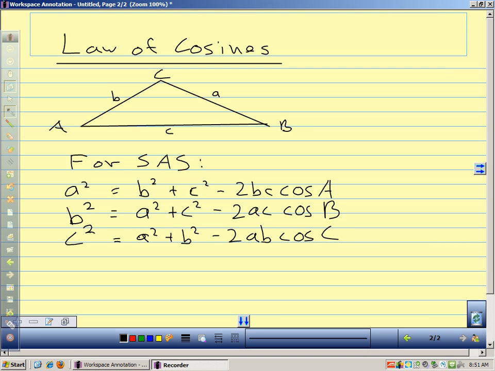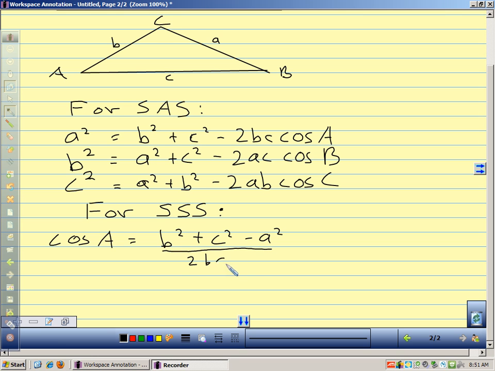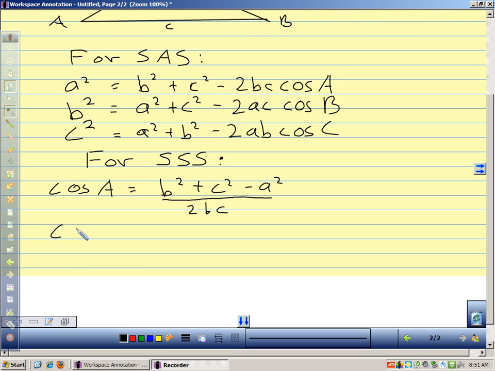Now if we have a side-side-side combination, if we have three sides, we need to find angles. So what we do if we have three sides is we solve each of these for the cosine of the angle. And we can use that to find our angles. So when we solve for the angles in each of these, we get that the cosine of A is b squared plus c squared minus a squared over 2bc. And we do the same thing for the other combinations. We can say that the cosine of B equals a squared plus c squared minus b squared over 2ac.